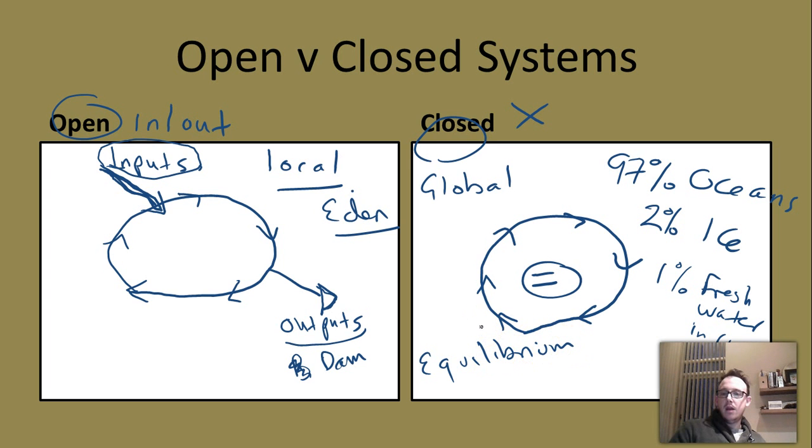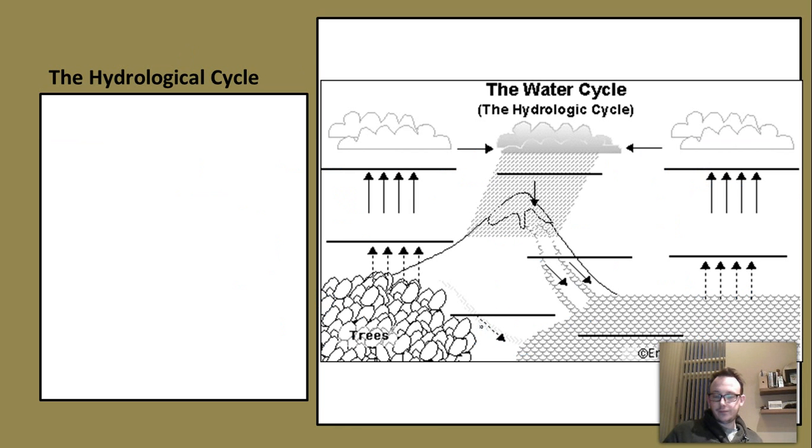Okay. So first thing we're going to look at is an example of this closed system. We're going to look at the hydrological cycle. Now, Key Stage 3, you might call it the water cycle. We are GCSE geographers now. We're going to call it the hydrological cycle.